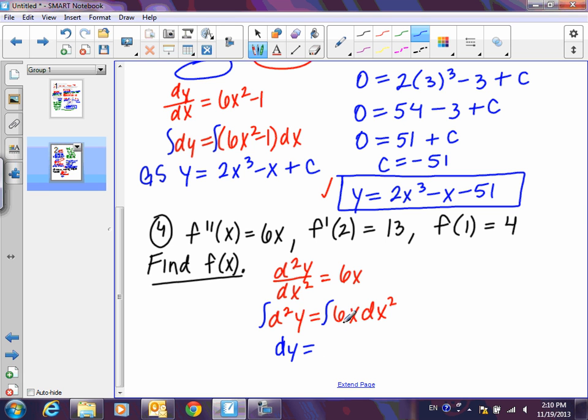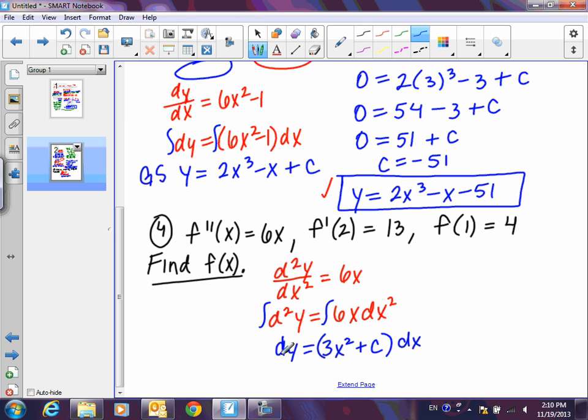What happens when you integrate 6x? 3x squared. Don't forget your plus c. And also, we're left with a dx. I don't want you to think of it just as you take a d away. We have dy squared, we integrate, we get dy. You have dx squared, you integrate, you get dx. Okay?